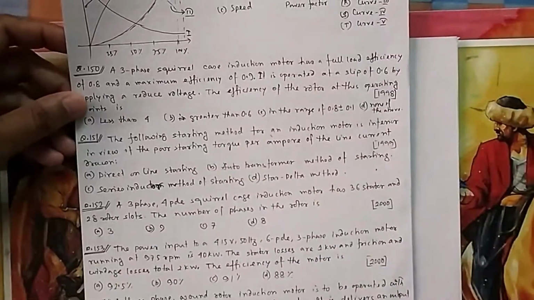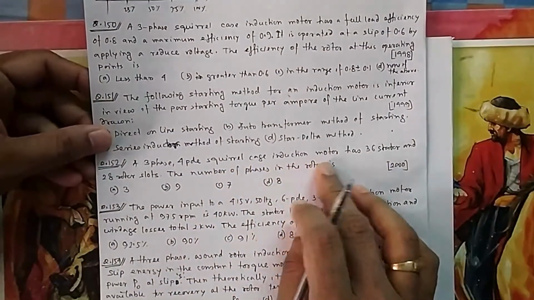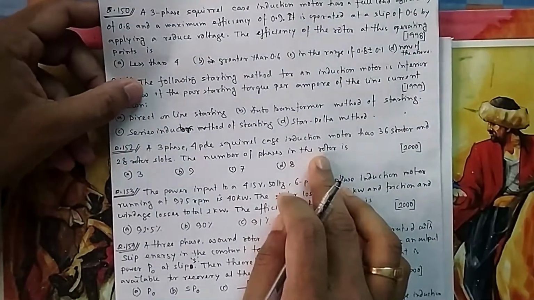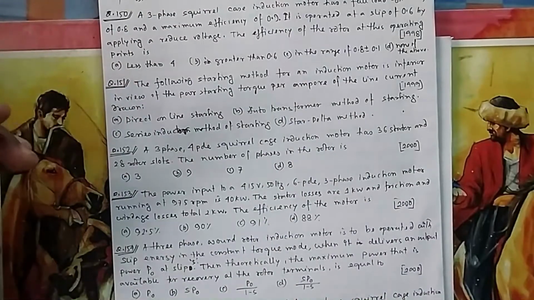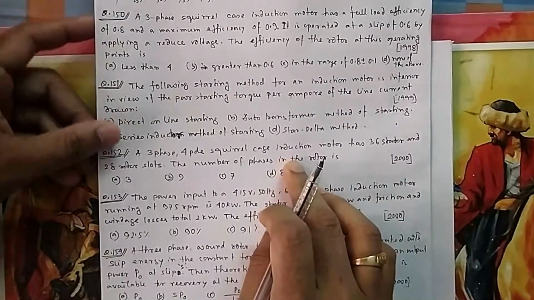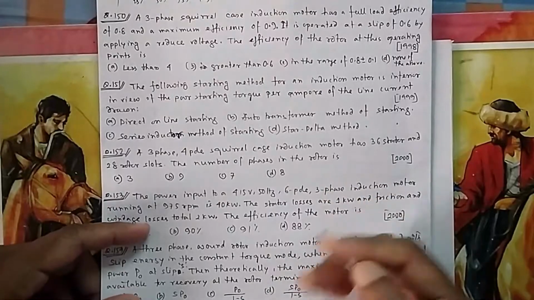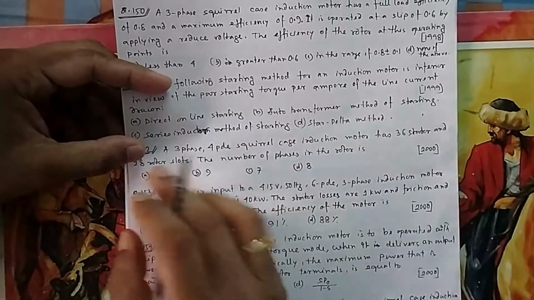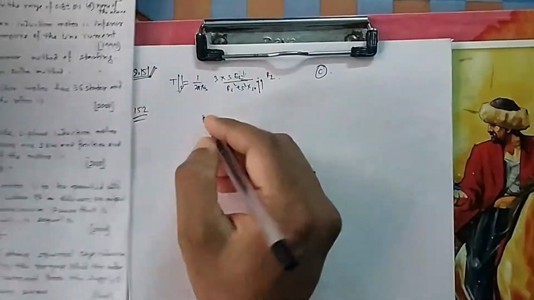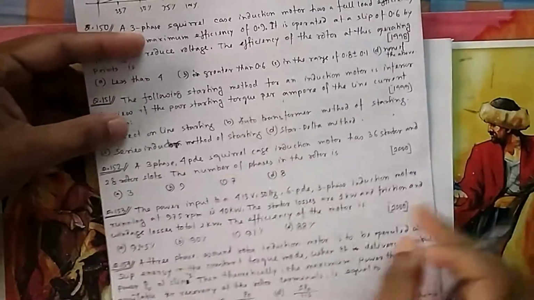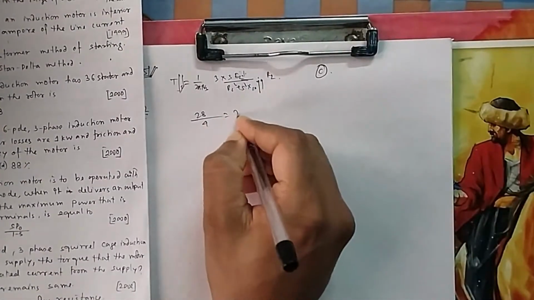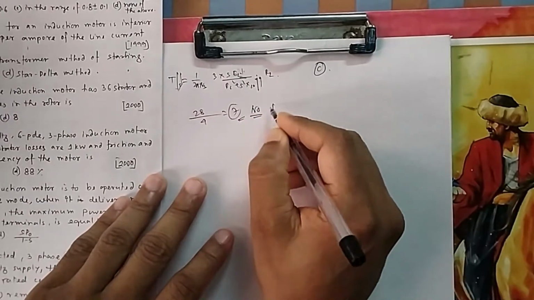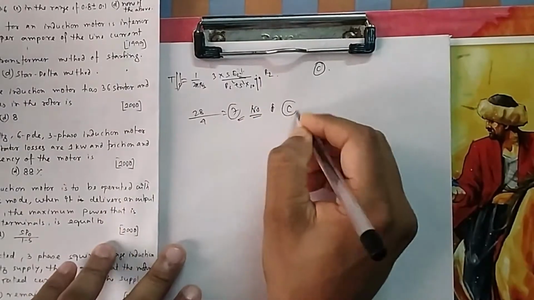Next, if you come to 152, a 3-phase 4-pole squirrel cage induction motor has 36 stator slots and 28 rotor slots. The number of phases in the rotor? The number of phases that you can build in the rotor depends on how many phases you want to create. You can go up to the number of slots per pole. You have to see how many slots are there: 28 rotor slots and 4 poles, so per pole it comes to 7. So the number of phases that you can build is 7. So the rotor phase you can go up to 7 phases. So that is your option C again.